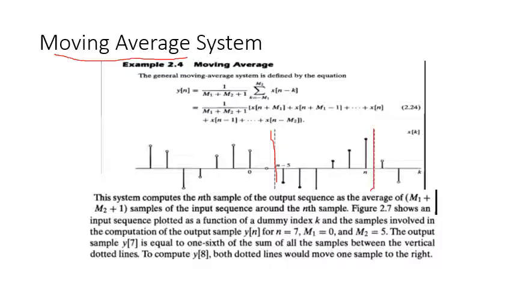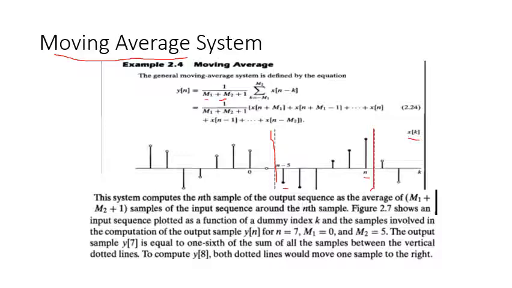So we have defined M1 and M2. M1 is basically the starting and M2 is the ending. The summation starts from minus M1, meaning the smallest value, up to M2, and then x of n minus k. This signal is x of k, and x of n minus k means there are shifts in it.